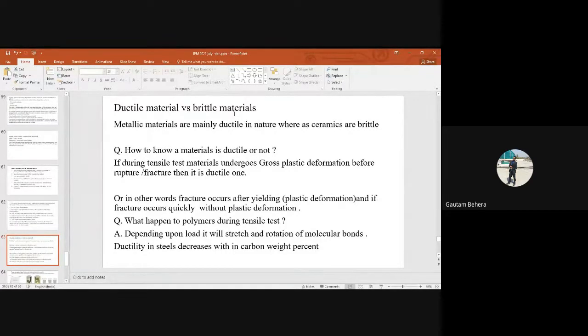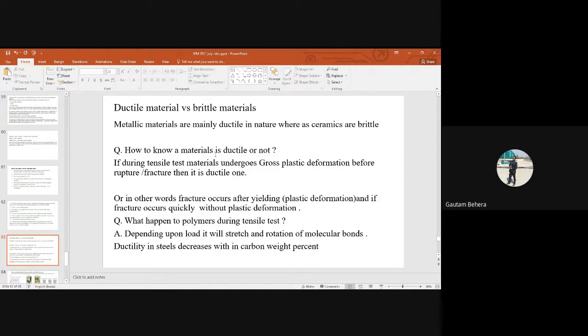But what is a brittle material? If you apply load on the material, if you pull the material, it will not elongate much or get stretched much, right? But it will break into pieces. So that is a brittle material, right? So ductile materials have high ductility, brittle materials have very low or negligible ductility. Metallic materials are ductile in nature basically, but ceramic materials are basically brittle, right?